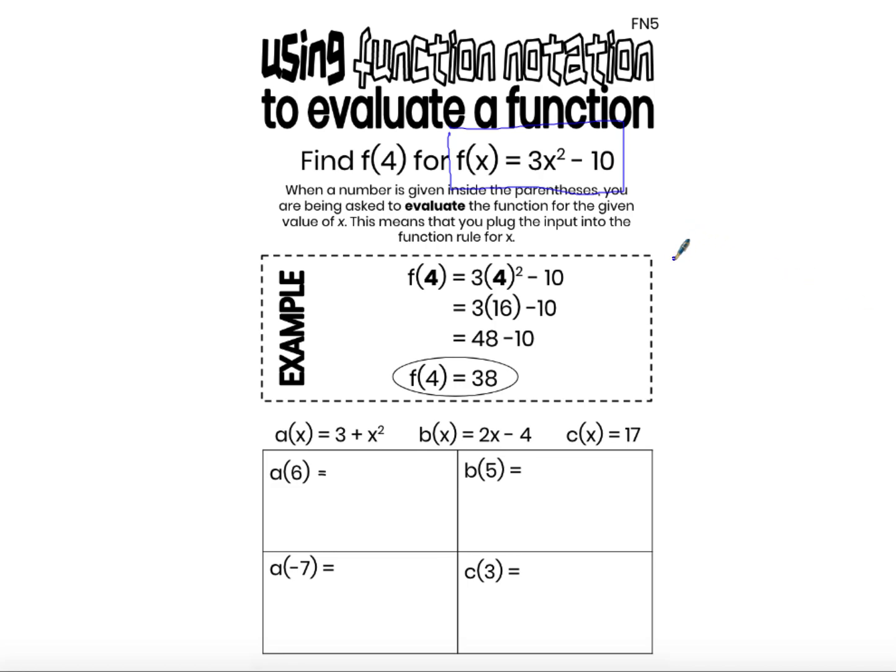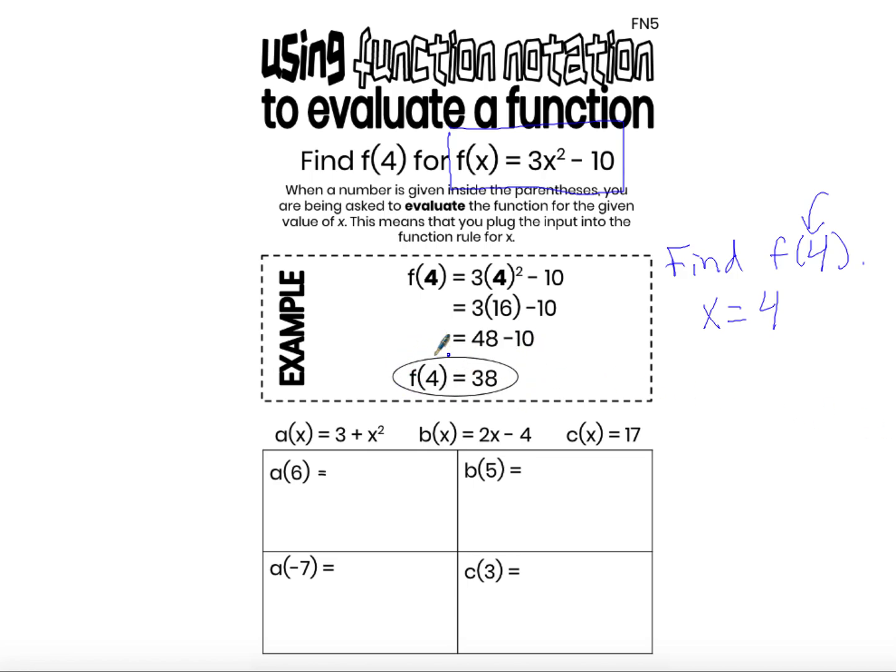And I'm being asked to, often the directions would say, find f of 4. When I'm being asked to find f of 4, that means, as we know, the value inside the parentheses is what is going into my function, my input. So my x is 4, and I just plug 4 into my function rule. So into my function rule, 3x squared minus 10, I plug in 4 for x: 3 times 4 squared minus 10. And then I use order of operations, 4 squared is 16, 3 times 16 is 48 minus 10, and so my output is 38.